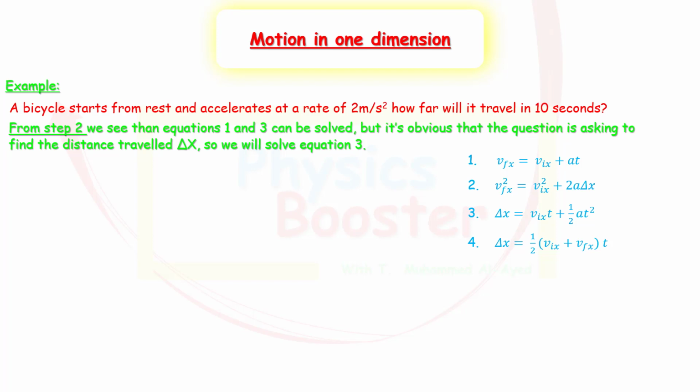So we will start with equation number 3. Delta x is equal to v initial x t plus half a t squared. So we're going with this equation right here. We'll just plug in the numbers. Delta x is equal to unknown, we don't know it. v initial x is 0 multiplied by t, which is equal to 10, but 0 multiplied by 10 is 0 anyways, plus half multiplied by the acceleration, which is 2, multiplied by the time squared, and we will get the answer equal to 100 meters.